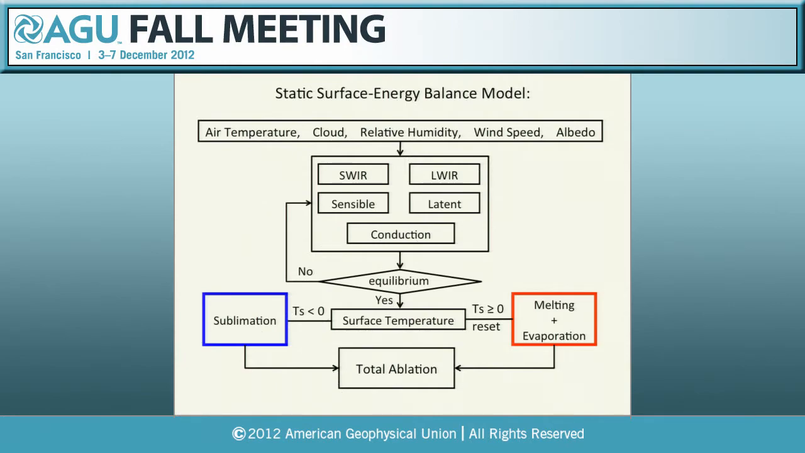And the last step would be to create a static surface energy balance model, and I put in all the climatic variables, and then it computes the different energy balances, and if it's in equilibrium, it spits out the surface temperature. If the surface temperature is above zero, it melts, and if it's zero, it sublimates, and then I calculate the total ablation. Here my goal is not to reproduce or accurately simulate the position, but to see what climate variables would lead to what amount of change in ELA.